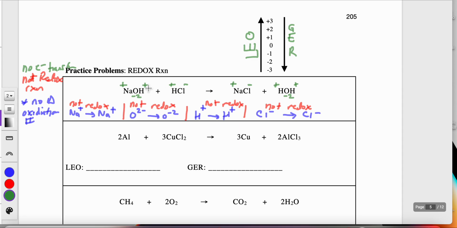So now if you take a look at this, in this reaction, the pattern is we have a compound plus a compound ends up forming two different compounds. When we see this pattern, we should recognize it as a double replacement reaction. Double replacement reactions are never redox.